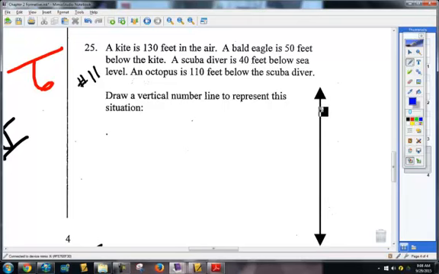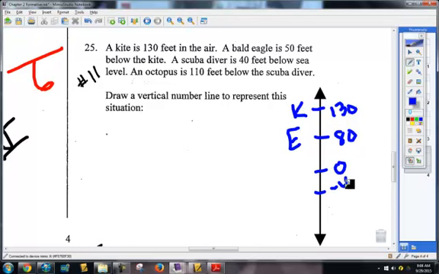This is going to be 130 for the kite. A bald eagle is 50 feet below that, so that would mean it's going to be 80 for your eagle. Got to put 0 on there. The scuba diver is 40 feet below sea level, so that's negative 40. And an octopus is 110 below that, so that's going to be negative 150. And that's the octopus and the diver. Okay? It's out of 43.